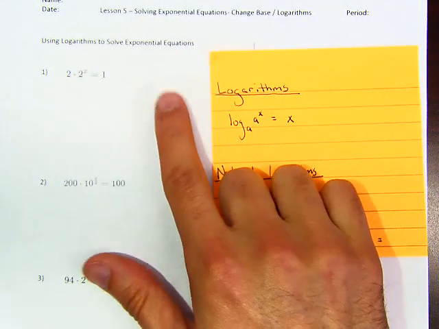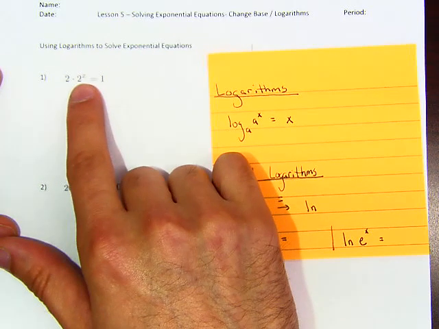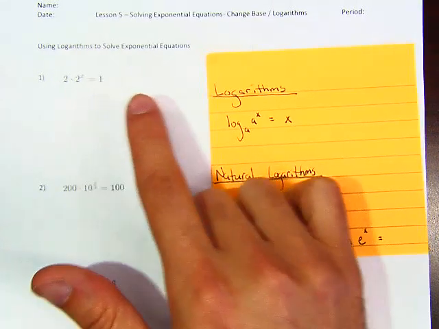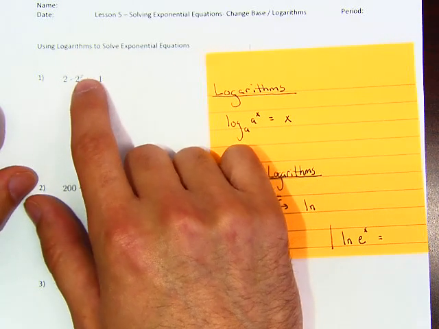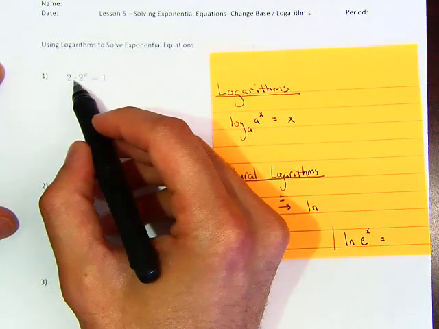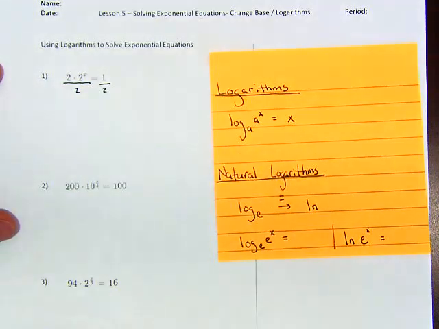Let's do this. So the second part of lesson 5: how would we solve this equation using logarithms? First things first, we want to solve for x, right? So how would we get x by itself? The first move, notice it's 2 times 2 to the x. So the first move I want to use is divide both sides by 2.